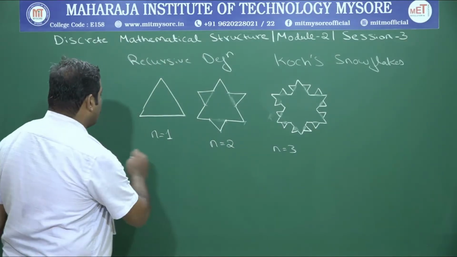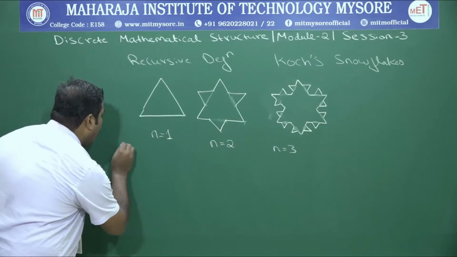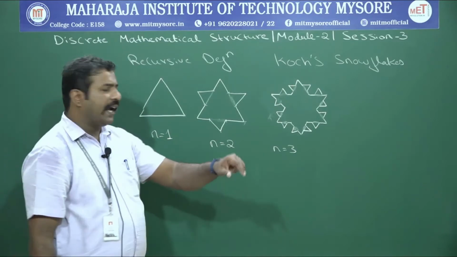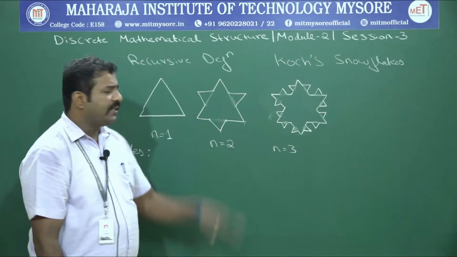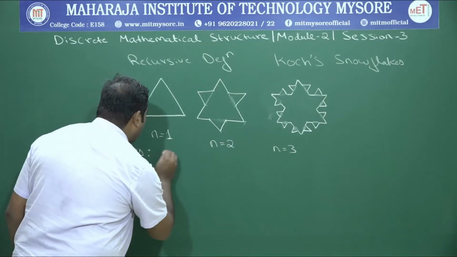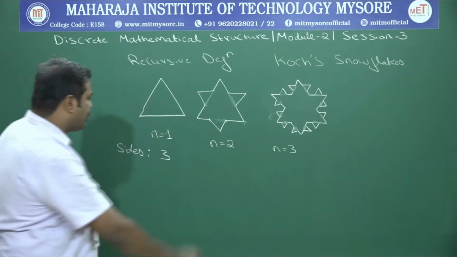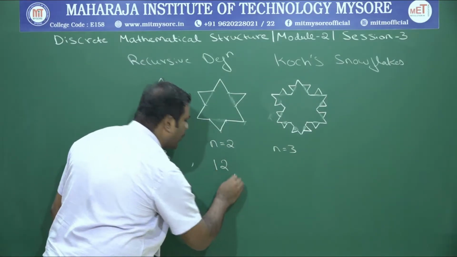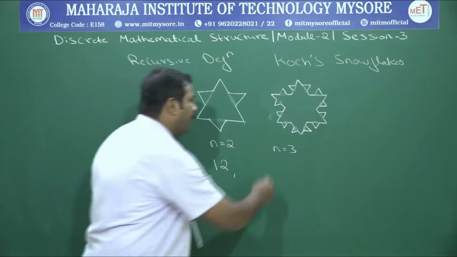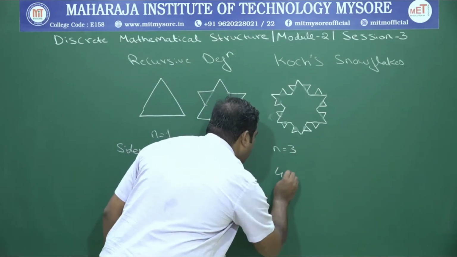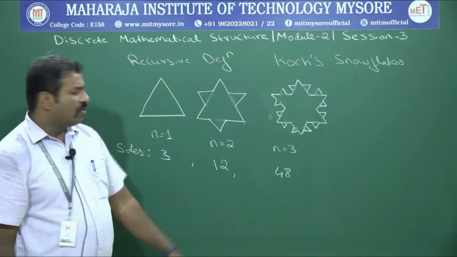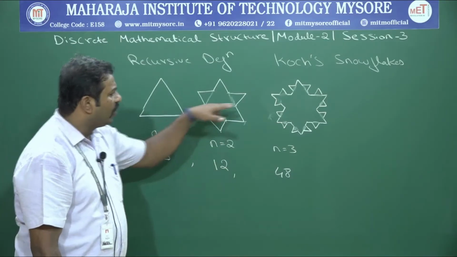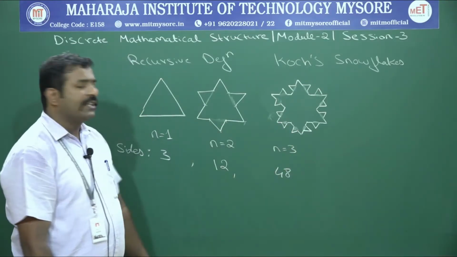So now if I am going to ask how many sides this particular structure is going to contain, that is the number of line segments. When n equals 1, I am going to have 3 line segments. When n equals 2, I am going to have 12 line segments. And when n equals 3, if you want you can count, it is going to be 48 line segments. So in general, how do I write this? I need to count and generalize what exactly this is going to be.